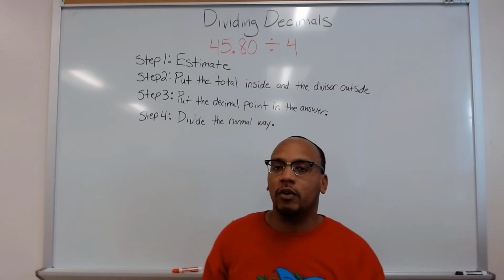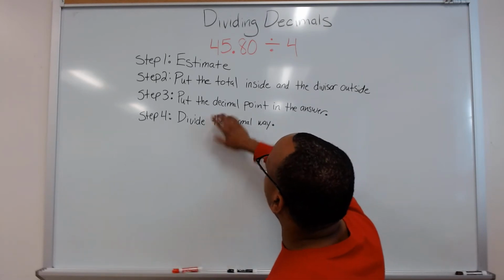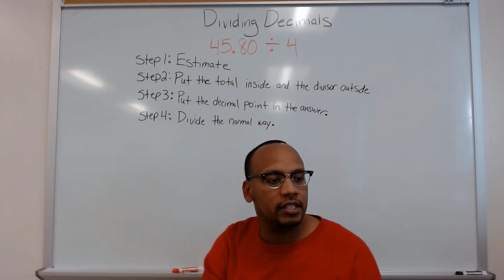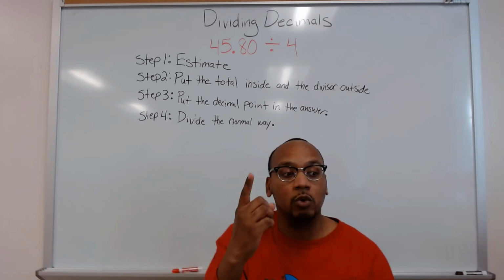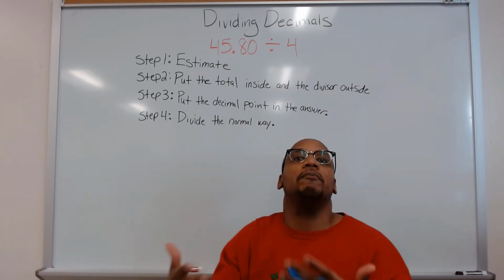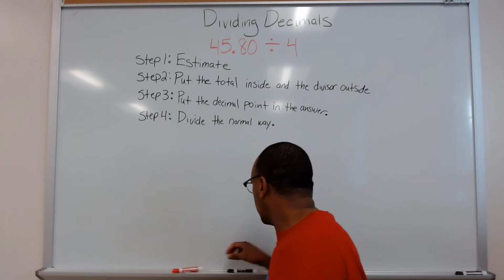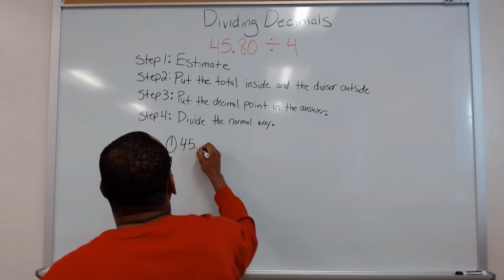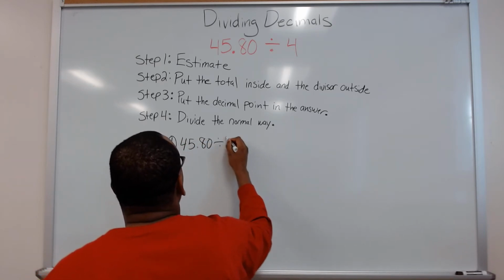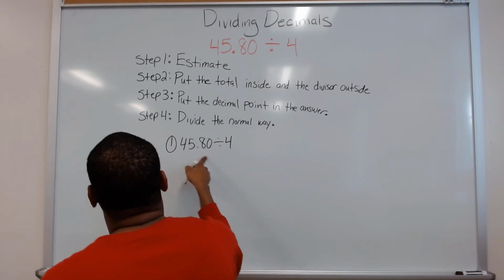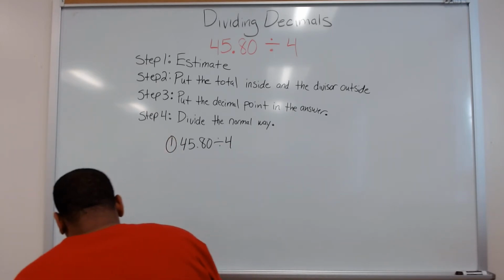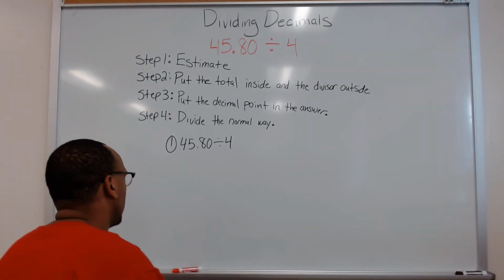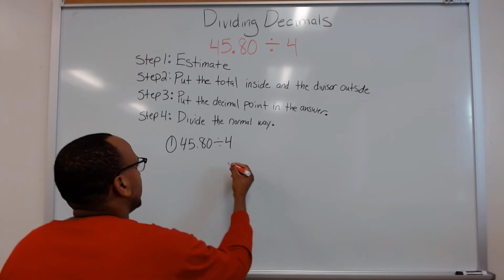So let's talk about this problem. I always say estimate first. Say, Mr. Trahan, what do you mean by estimate? To estimate is to use numbers close to the real number, but more comfortable dealing with. So in step 1, if I have $45.80 divided by 4, I'm not really comfortable with this number. I'm more comfortable with 4. I can divide by 4. I know my 4 times tables.